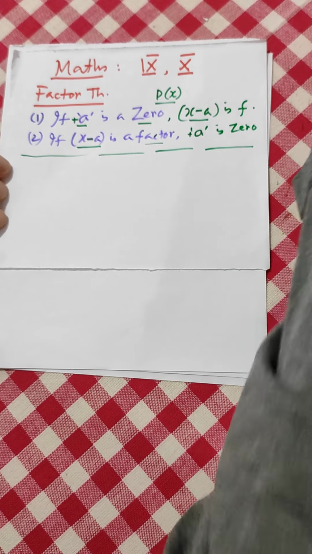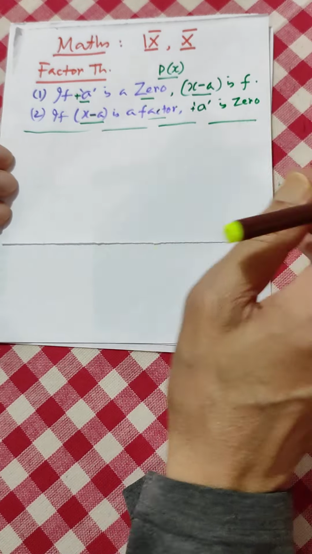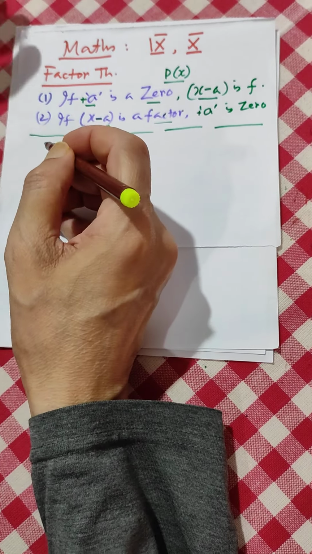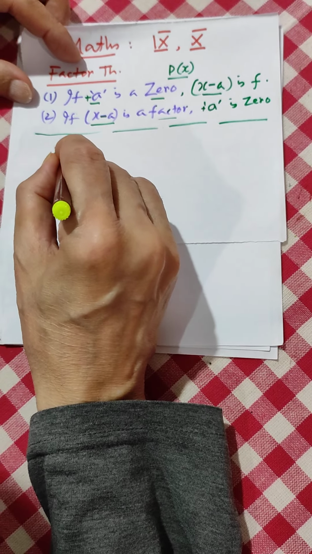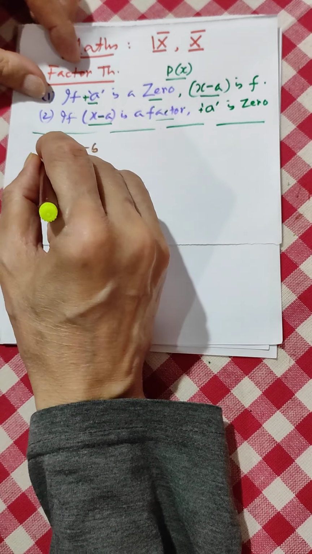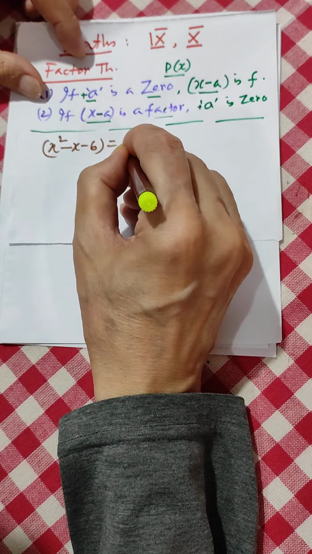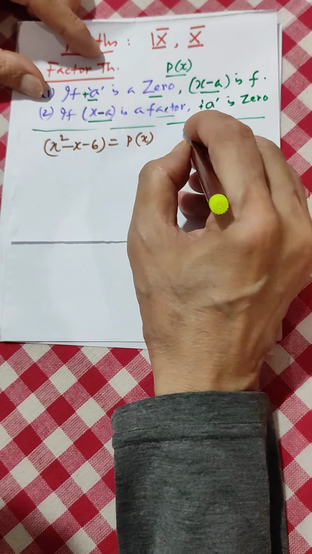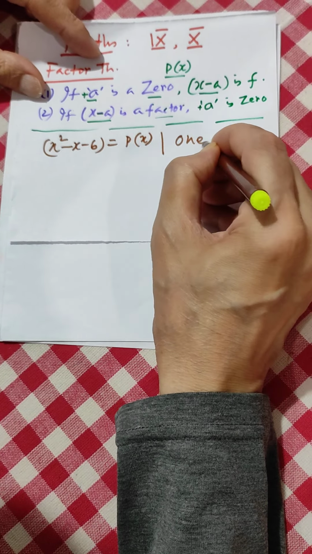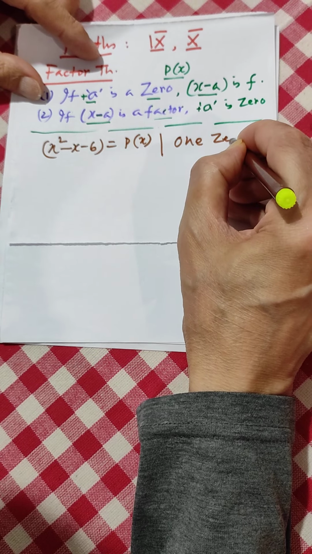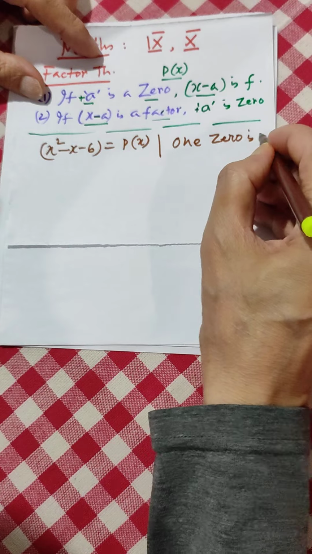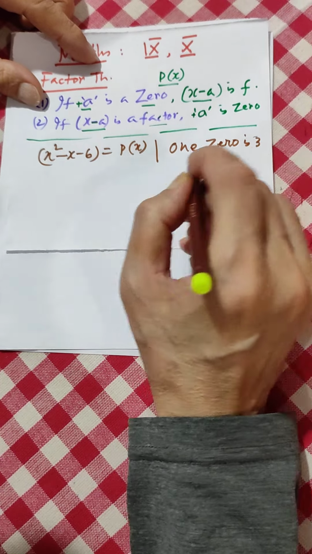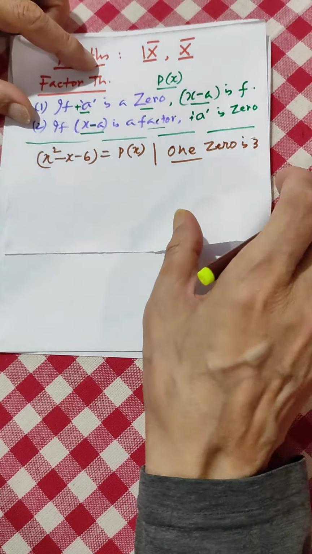Okay. Now let us see a problem. Now suppose there is a question. This polynomial is given: x square minus x minus 6. This is the polynomial p(x). Now one zero of this polynomial is given. Suppose one zero is given as 3. You have to find the other zero.